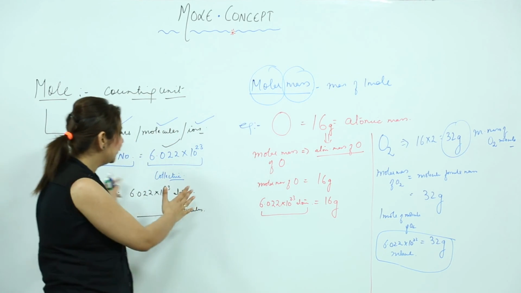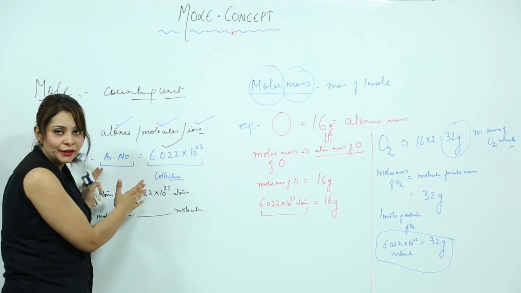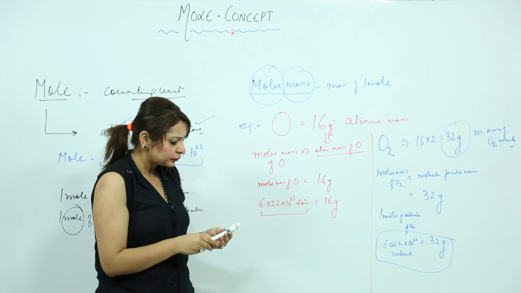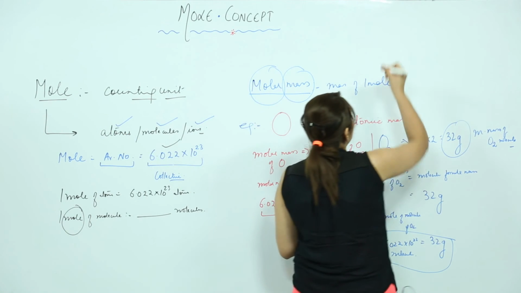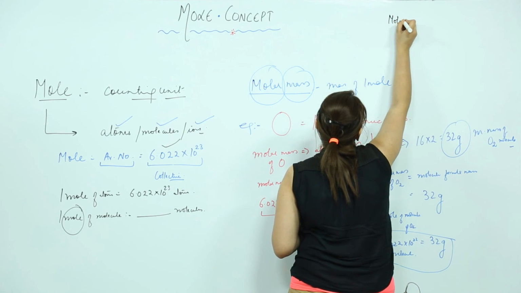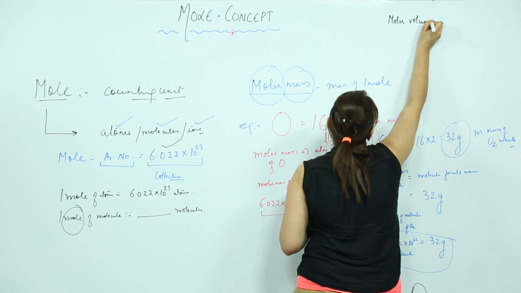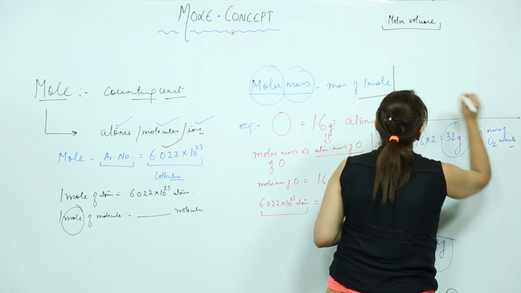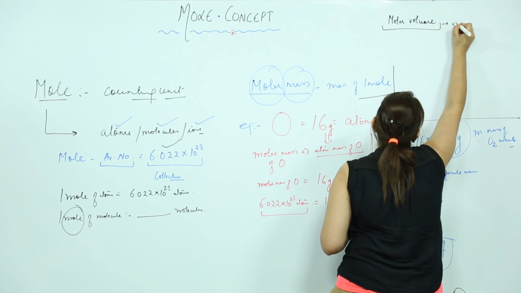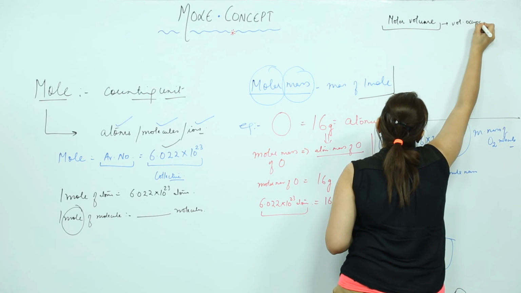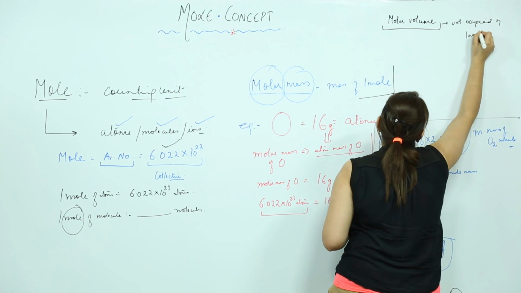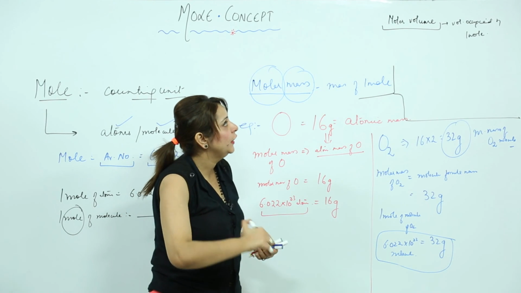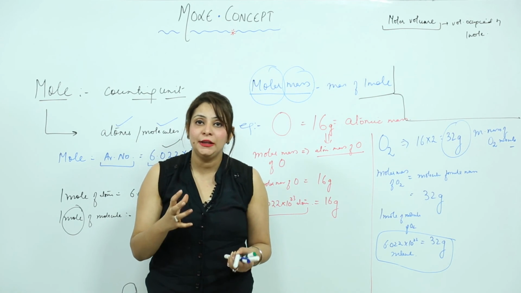I think you are clear with the mole. You are clear with the Avogadro number. You are clear with the molar mass, right? Now, the third thing is: what is molar volume? As the name suggests, again it is the volume occupied by 1 mole. Obviously, right? So molar volume is actually the volume occupied by 1 mole.